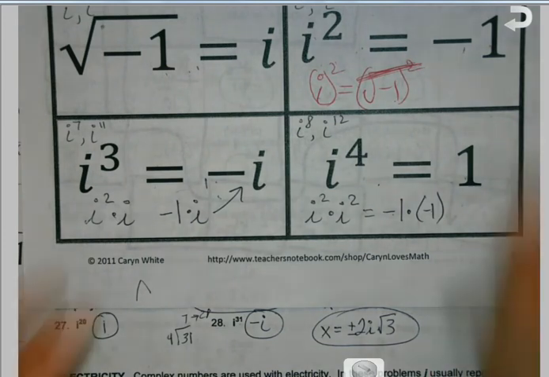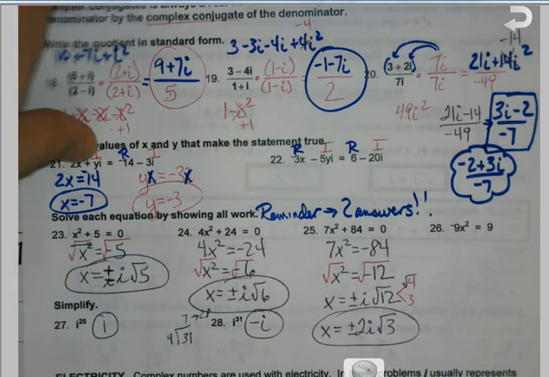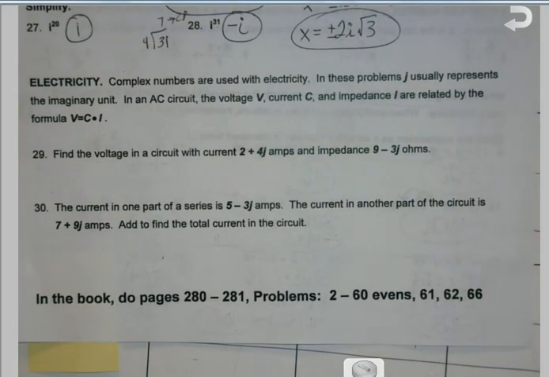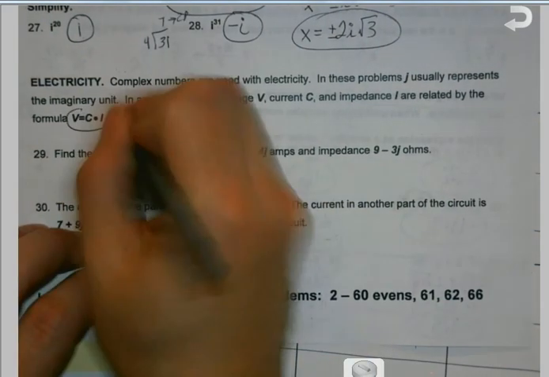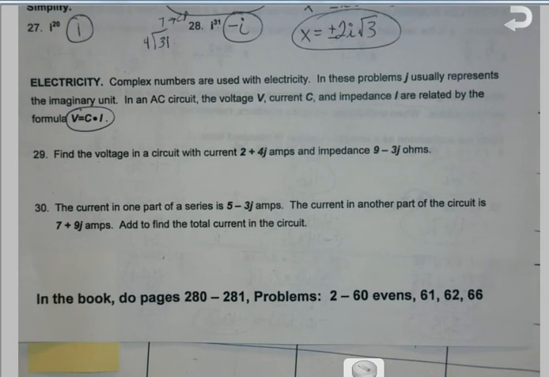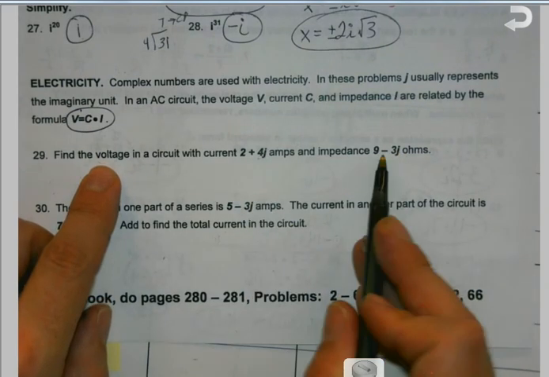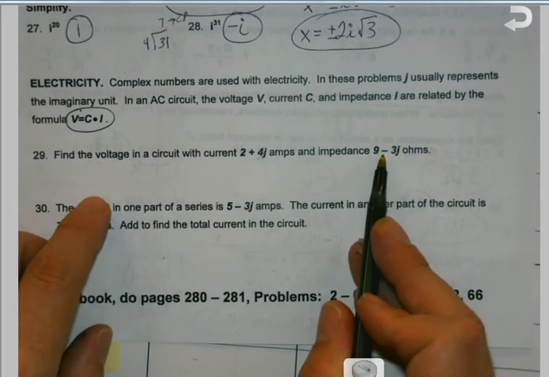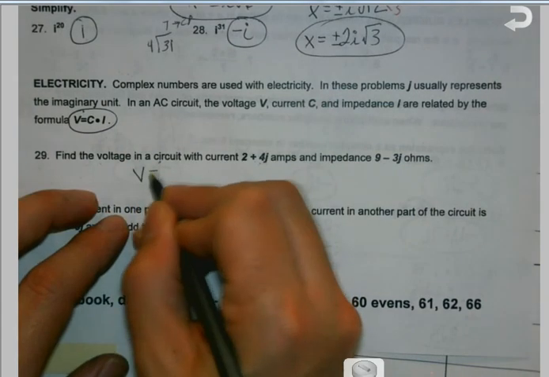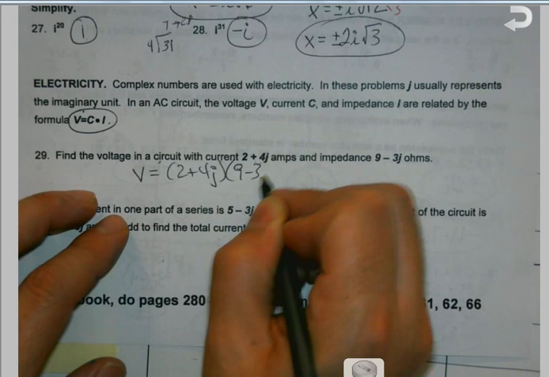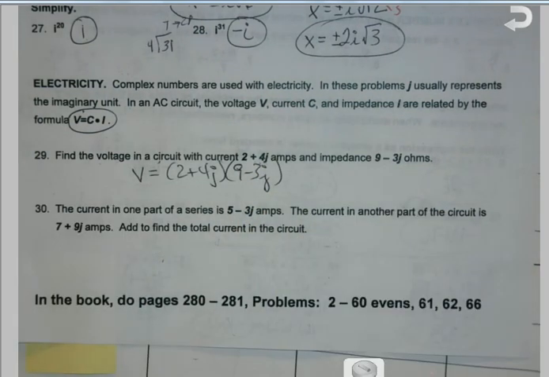And finally, and no, you do not have to be an electrical expert to be able to do these problems with electricity and voltage and current and impedance. I certainly am not. That formula, though, I need to be able to know to play with. So my voltage equals my current times my impedance. Find the voltage in a current with this many amps and this many ohms for my current and my impedance. So basically what I'm going to do here is I'm just going to multiply those together and simplify what I get.